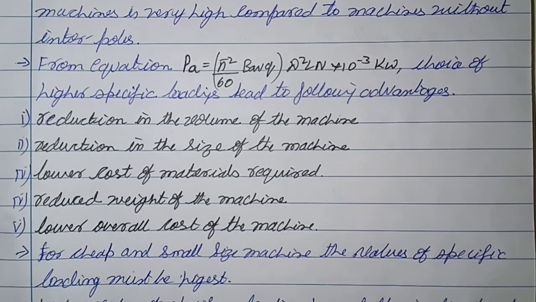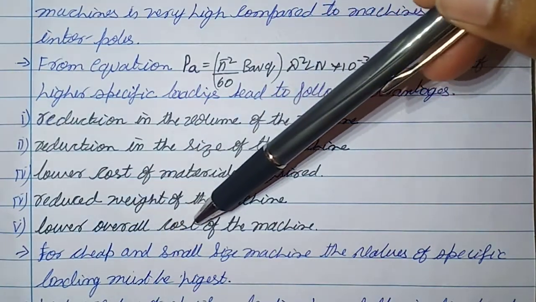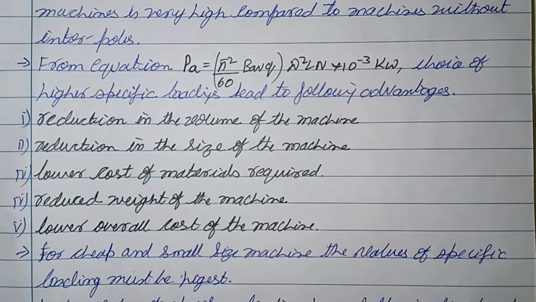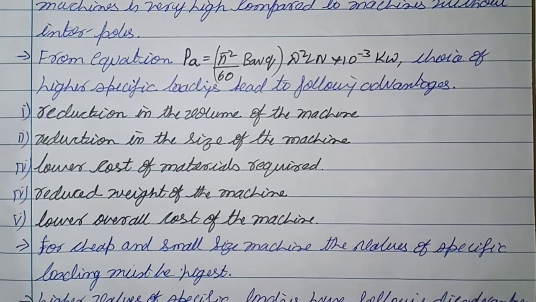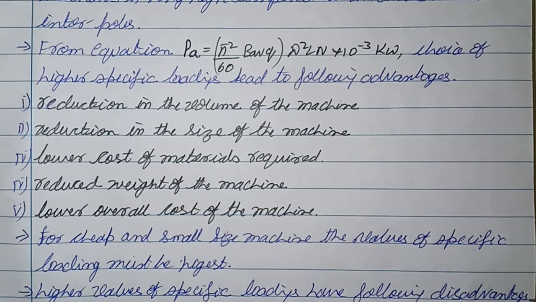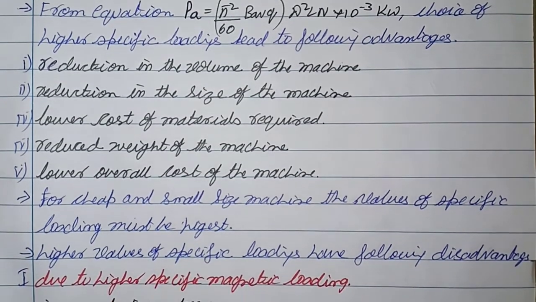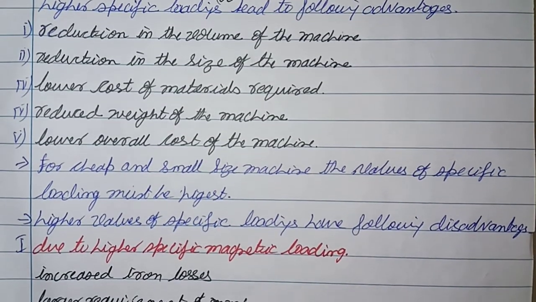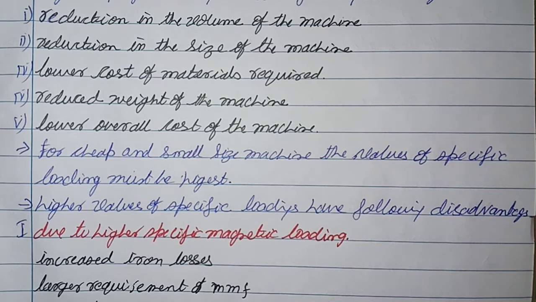Next, for a cheap and small size machine, the values of specific loading must be the highest, that is, whatever is the highest possible value we can take, we can make use of. But we have already seen a few disadvantages, so it's not always possible to have the loading at the highest possible values. There are disadvantages due to both specific magnetic loading and specific electric loading.